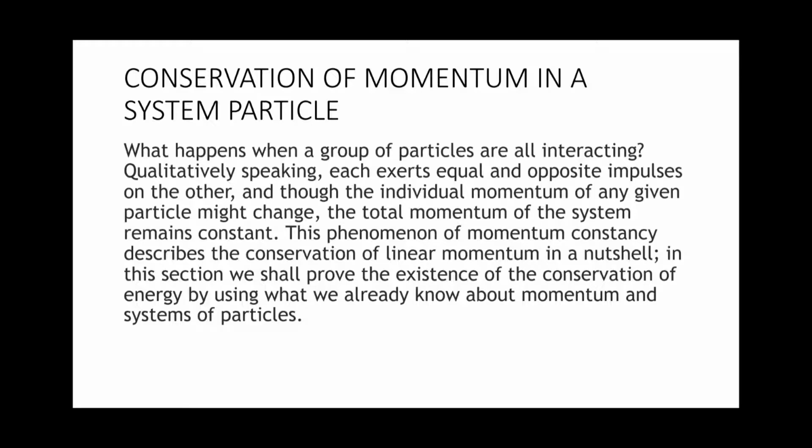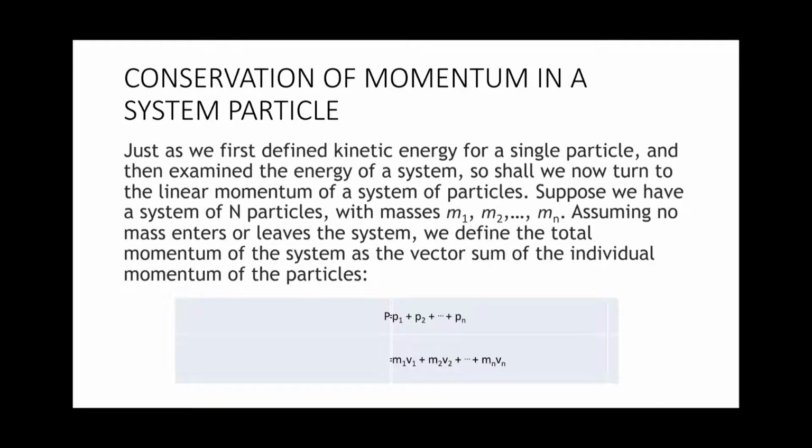In this section, we shall prove the conservation of momentum by using what we already know about momentum in a system of particles. Just as we first defined kinetic energy for a single particle, and then examined the energy of a system, so shall we define the linear momentum of a system of particles. Suppose we have a system of n particles with masses m1, m2, and so on. Assuming no mass enters or leaves the system, the mass is constant.